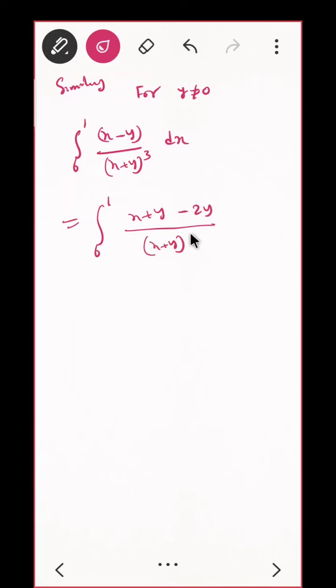You just have to understand that we need to do the integration, so we should have the technique. Now see, the integration will be easy. This will be x plus y the whole square, and this will be minus 2y upon x plus y the whole cube. Can you see that?